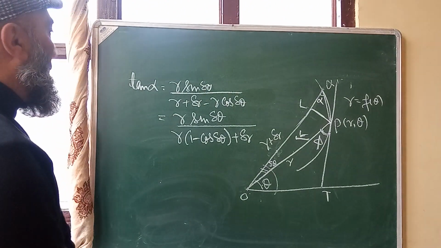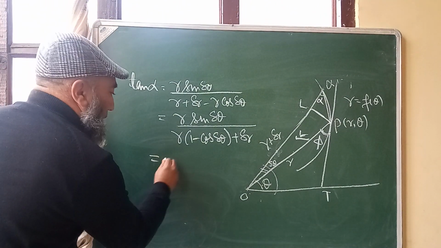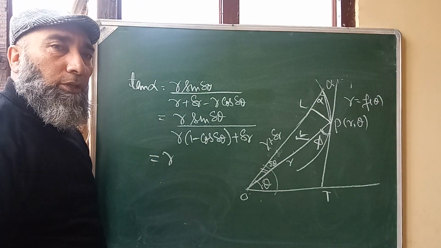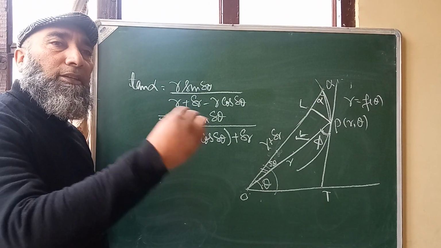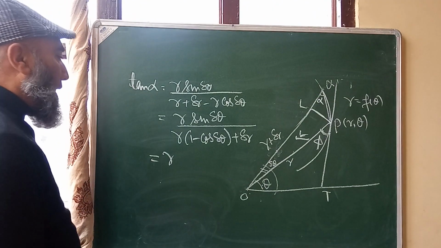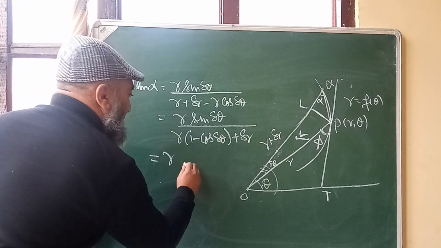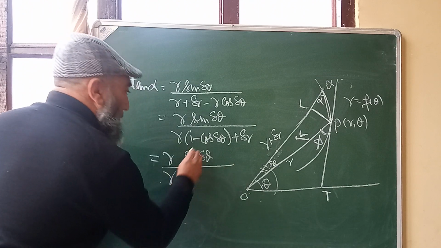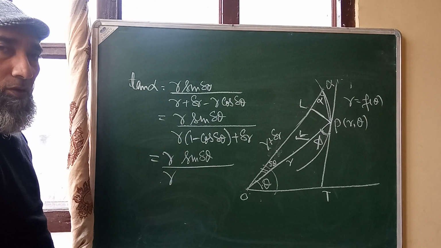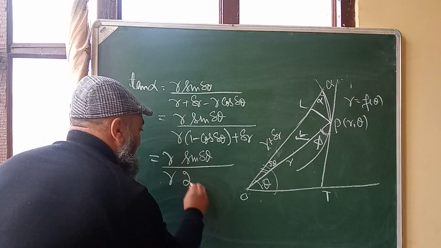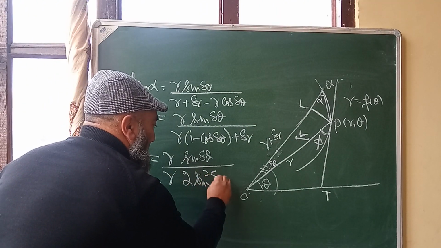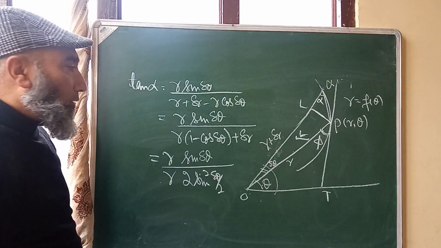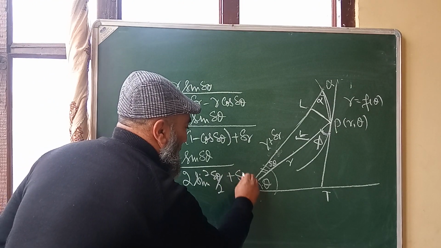Okay. This is further equal to R sine del theta, divided by R times (1 minus cos del theta) plus del R. You know, sine theta is sine 2 theta by 2, what is sine 2 theta? It is twice sine theta by 2 cos theta by 2. Or I will take one more approach. What is 1 minus cos theta? 1 minus cos theta is twice sine square theta by 2, and this is del R.